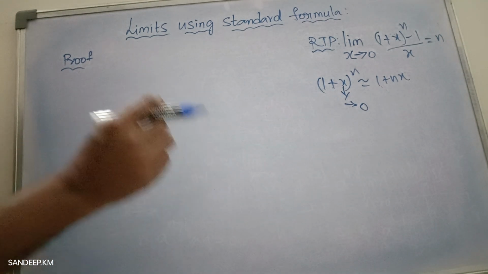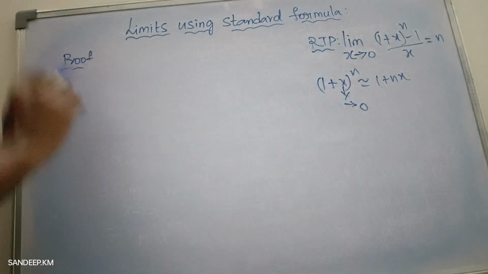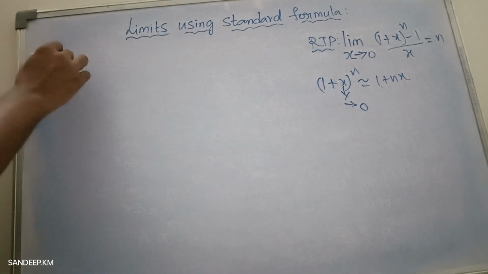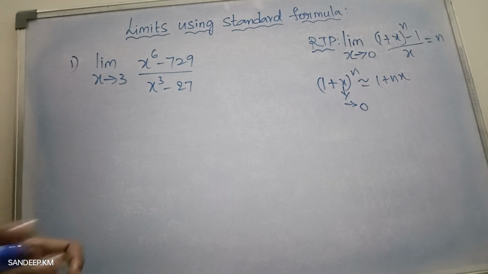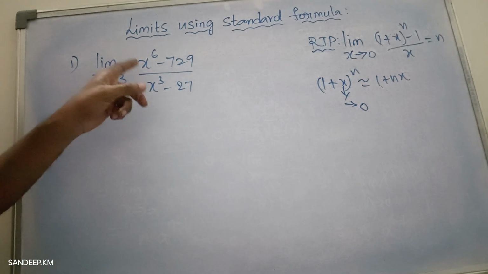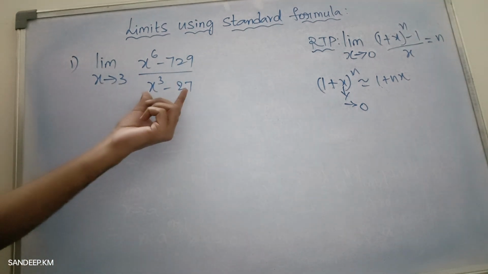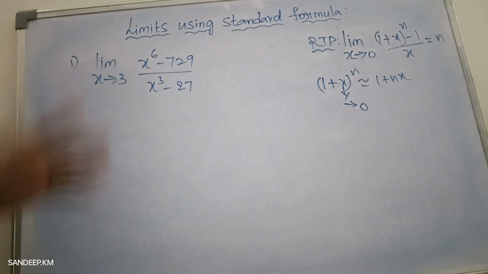First one, a basic application of this particular formula is first one. So what is it? The first question is, so what is it, dear students? x power 6 minus 729 by x cube minus 27. So we have to find the limiting value of this function when x is approaching 3.